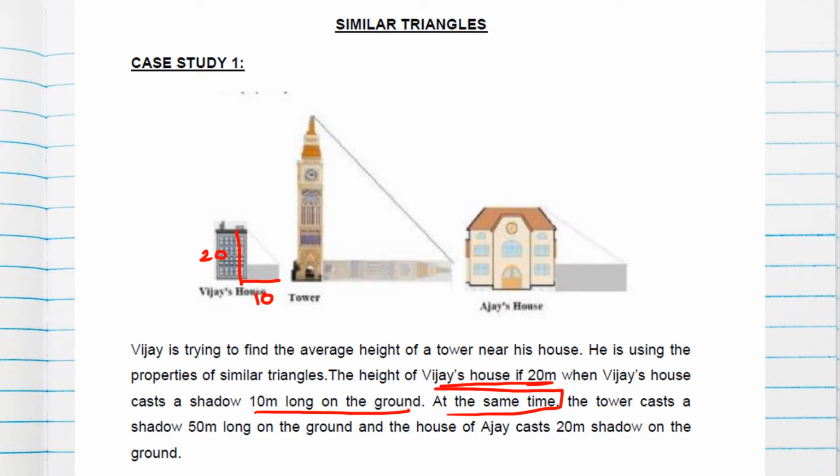At the same time, the tower casts a shadow 50 meters long. This is 50. And the house of Ajay casts a 20 meter shadow. So this shadow is 20 meters. This is Ajay's house on the ground.